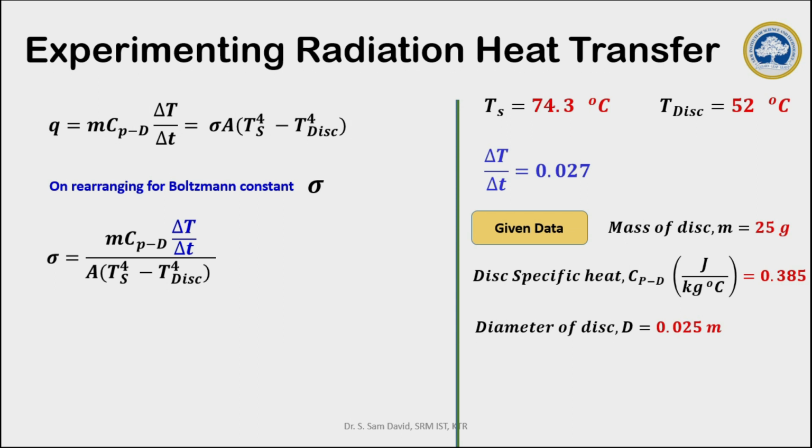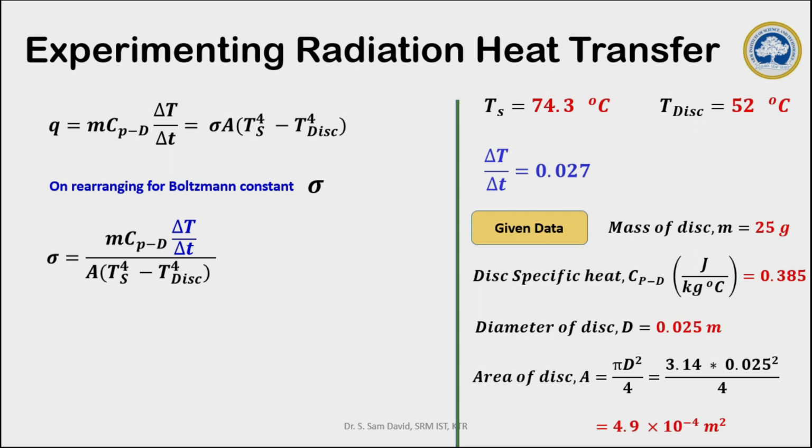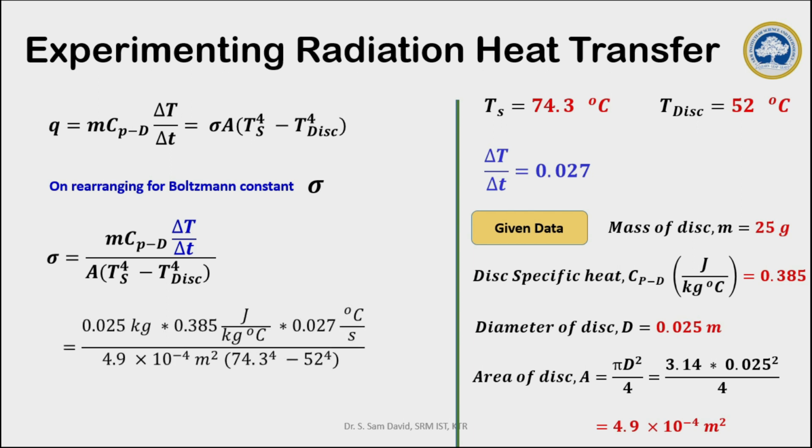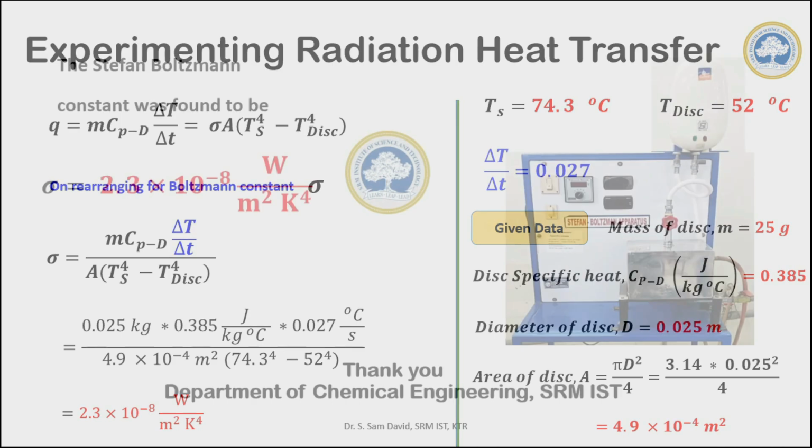We have the mass of the disk and the specific heat capacity. We have the temperature gradient, and we have the surface temperature and disk temperature. To find the area of the disk, we can use the formula pi d square by 4 as it is circular in shape, and substituting this area into this equation, we can calculate the Stefan-Boltzmann constant. In this experiment, we are getting around 2.3 times 10 power minus 8 watt per meter square Kelvin power 4.